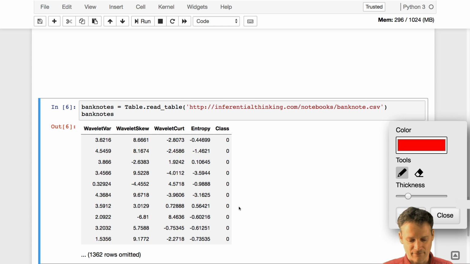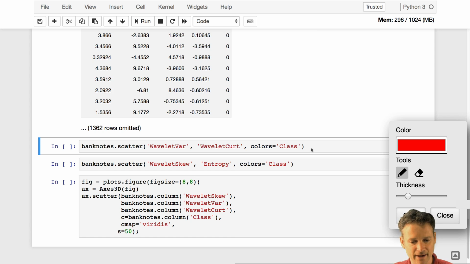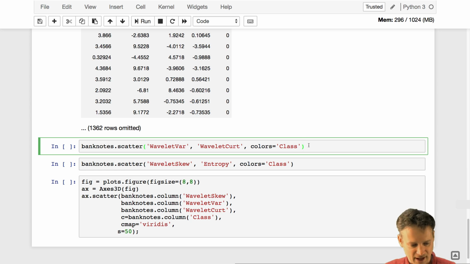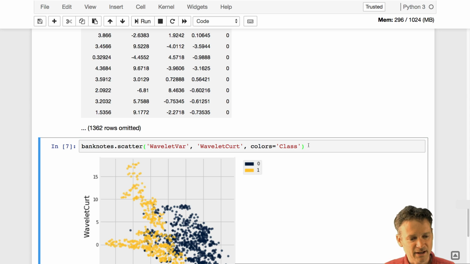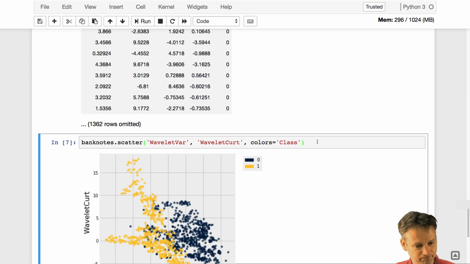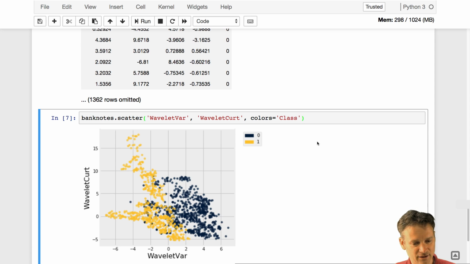So when I had this data set, the first thing I did was take a look at it. I started to visualize it, explore the data set, and get a feeling for what's in there. I did that by making some scatter plots. I started by picking 2 of these attributes and making a scatter plot to show all the data points. On the x-axis, I show the first attribute, wavelet var, whatever that is. And on the y-axis, I show the other attribute, wavelet curt, whatever that is.